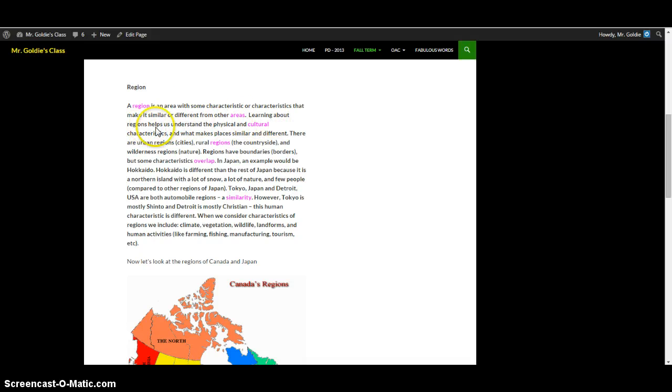Learning about regions helps us understand the physical and cultural characteristics and what makes places similar or different. There are urban regions like cities, rural regions like the countryside, and wilderness regions, nature. Regions have boundaries or borders.